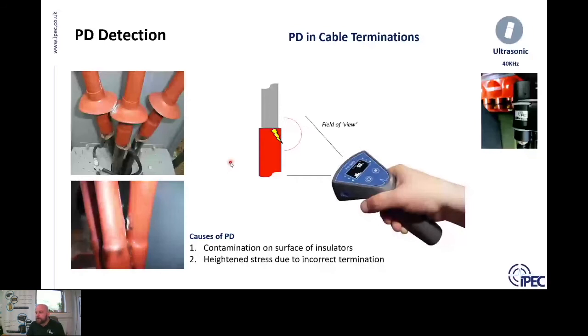So ultrasonic sensors, like I said, are very simple. They're just microphones, and very, very sensitive. At the very early stages, before PD is visual inside cable terminations, before you can see PD, you will be able to detect it with an ultrasonic sensor. There are two forms for cable terminations: either permanent monitoring ultrasonic sensors or handheld ultrasonic sensors.